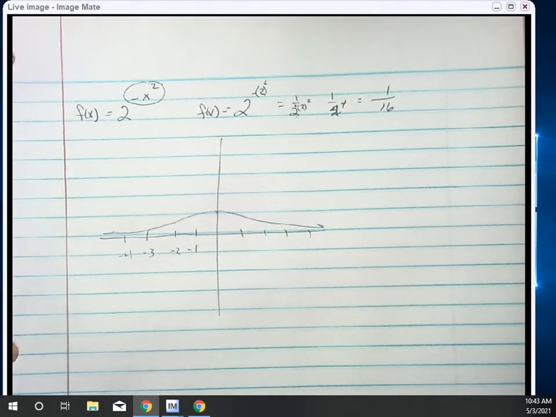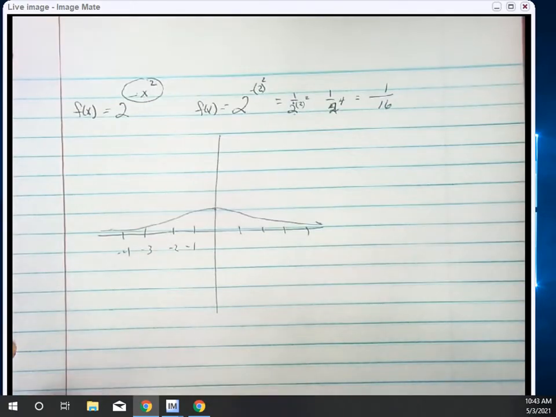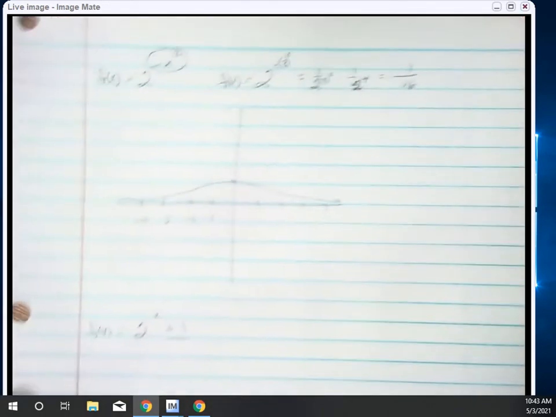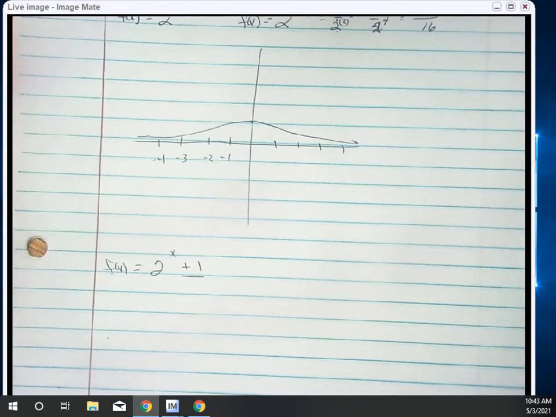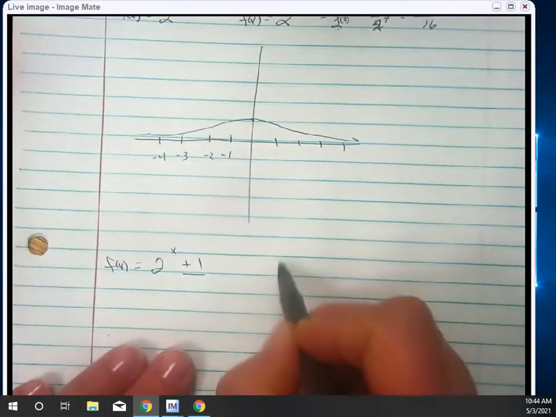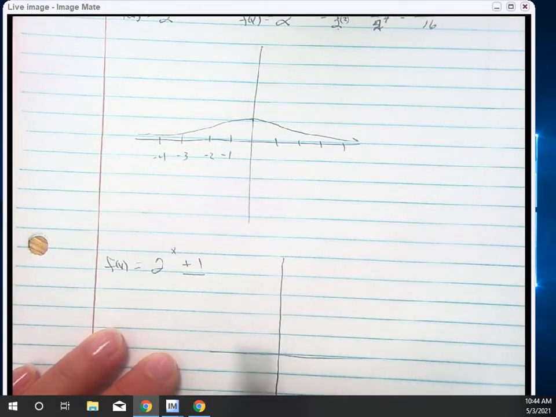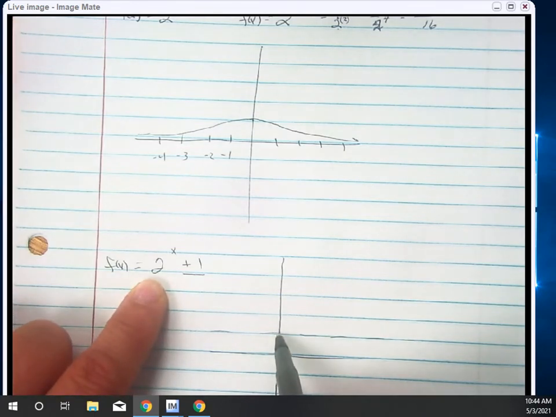The main point that I'm going to look at is this initial starting point and your asymptotes. If you have 2 to the x plus 1, what does the plus 1 do to the graph if it's happening outside the function? It moves up 1. So instead of your horizontal asymptote being at 0, it's going to be where? At 1. Instead of crossing at 0, 1, where's it going to cross?